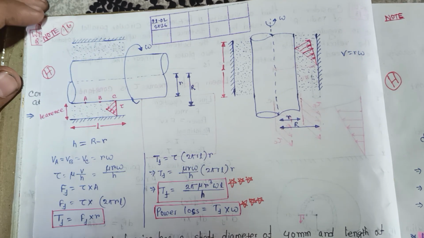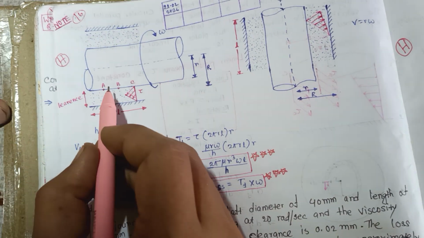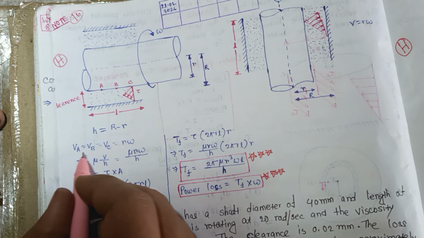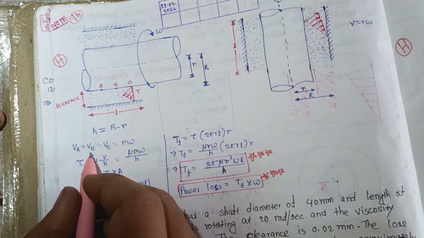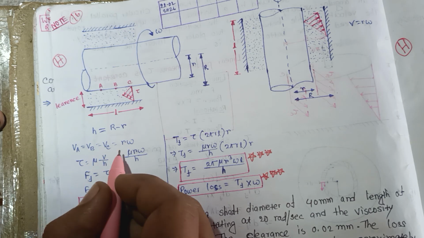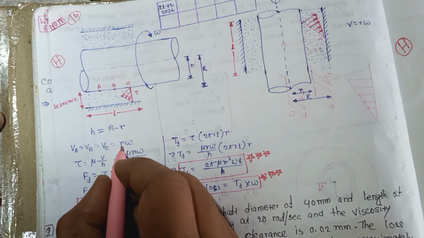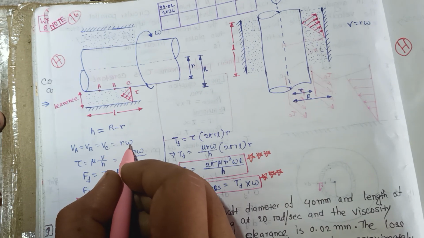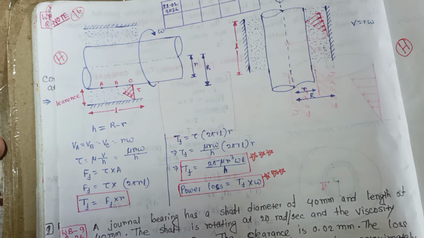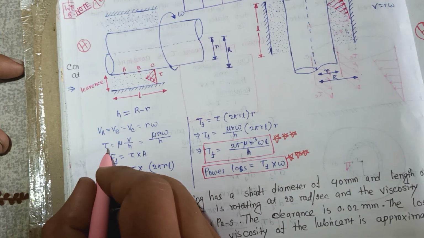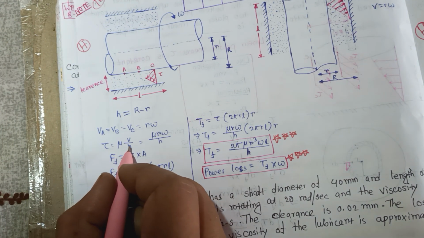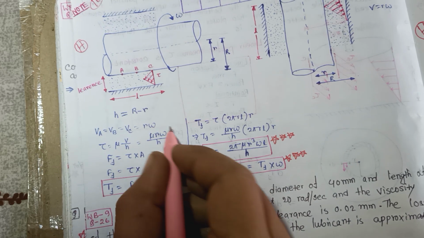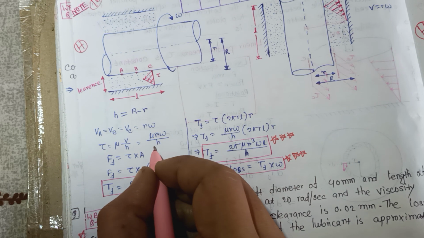Point A, point B, point C. Velocity of point A equal to velocity of point B equal to velocity of point C. V equal to r into omega, where r is the radius and omega is the angular velocity. If you want to calculate the shear stress tau, we know that tau equal to mu into V by H. V equal to r omega, so tau equal to mu r omega by H.